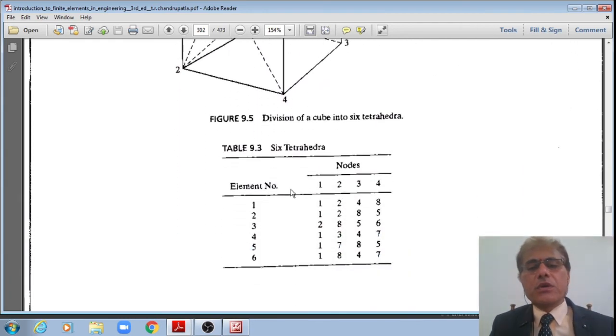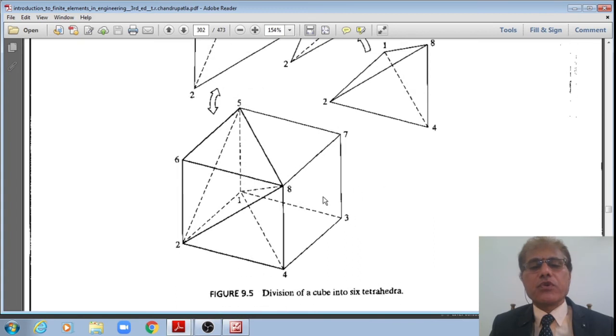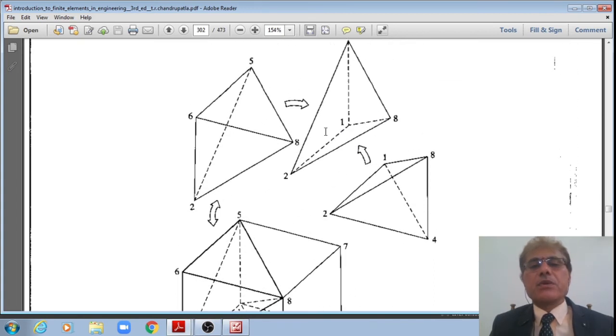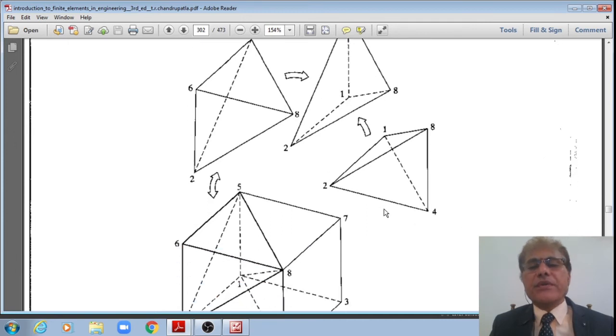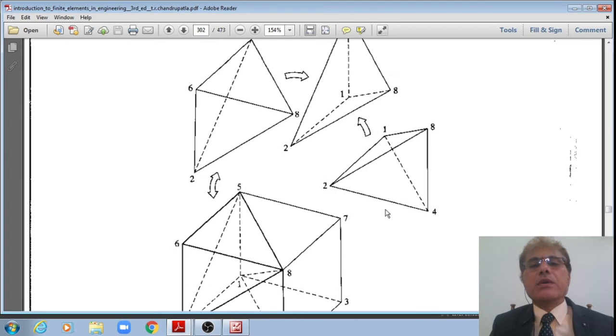Then that is how element 1 has 1, 2, 3, 4 as the global node numbers and local node numbers 1, 2, 3, 4. Please see this, right? 1, 2, 3, 4, 5, 6, 7, 8, right? That is how 1, 2, 8, 5, and so on and so forth.